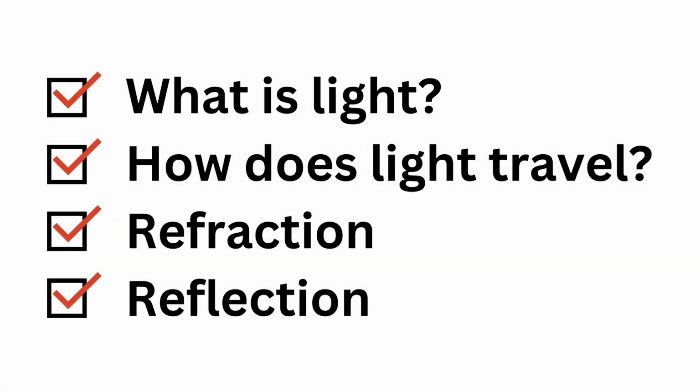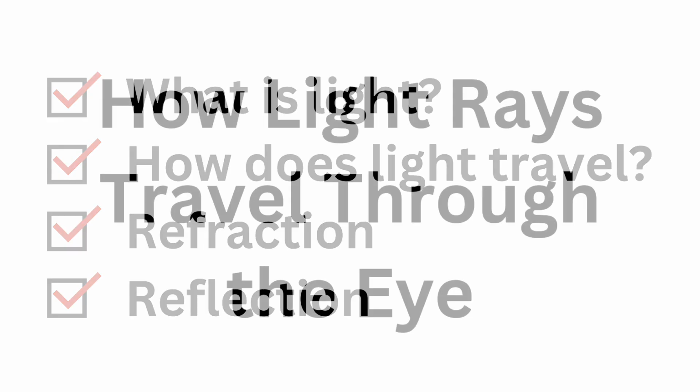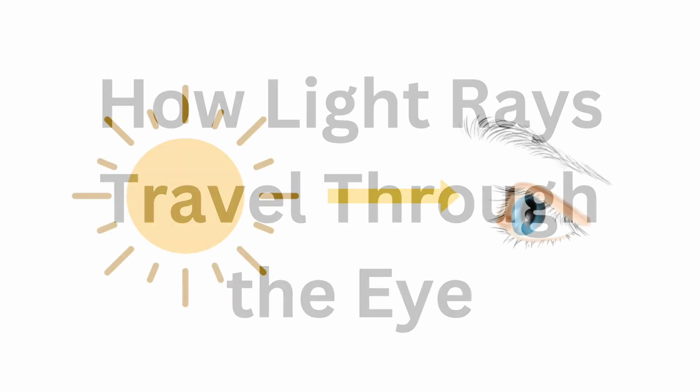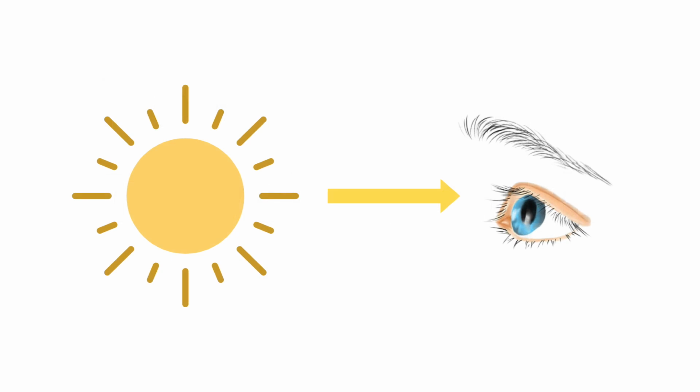So far, we've talked about light, how that travels, and how reflection and refraction of light rays work. In this micro lesson, our goal is to learn about how light rays travel to our eyes and let us see objects in front of us and the world around us. Light helps us see everything around us.